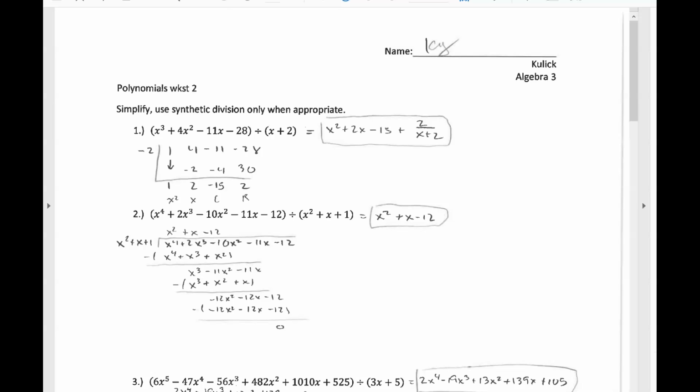So let's kind of go through the solutions here to this handout, then we'll take some questions after that, and then move on to the next topic here. So number one is x squared plus 2x minus 15 plus 2 over x plus 2.